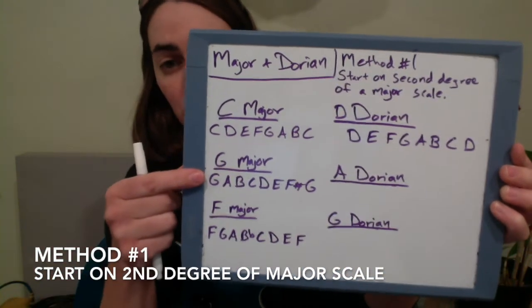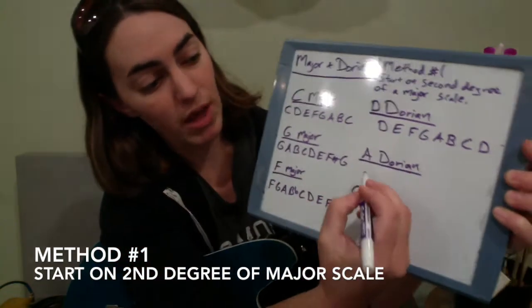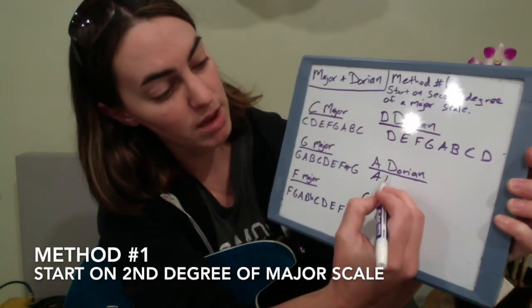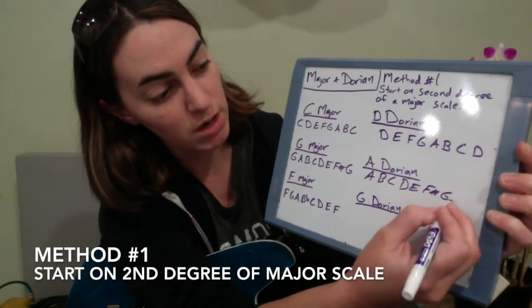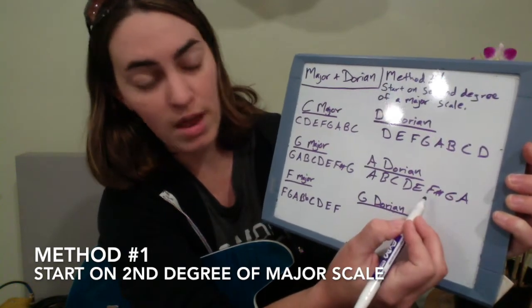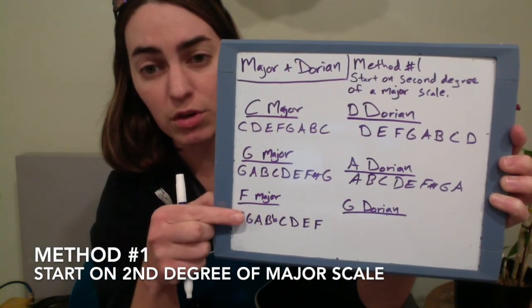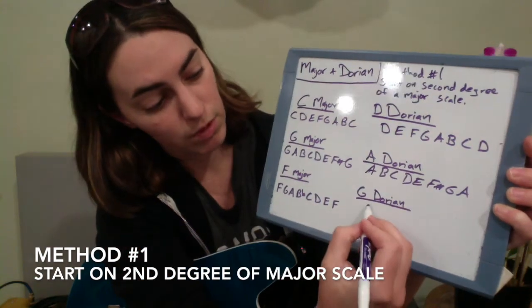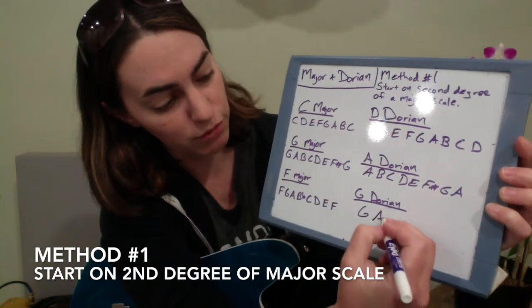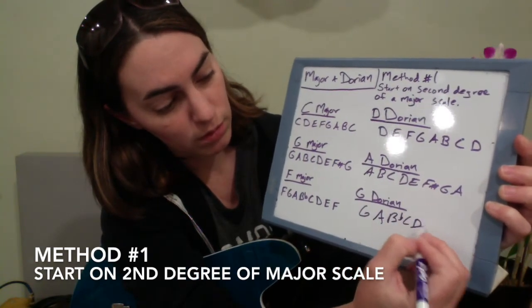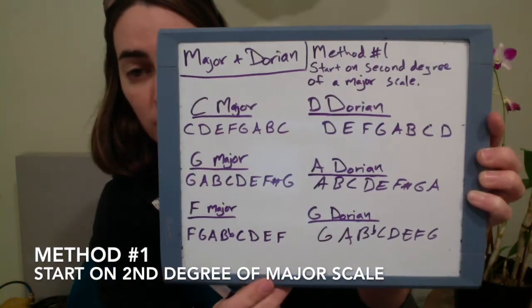Let's do this in the key of G. We have G major. We need to start on the second degree, which is A. We're going to write that out: A, B, C, D, E, F sharp, G, A. That is our A Dorian scale. In the key of F major, we need to start on the second degree, which is G. Same collection of notes, just starting on the second note of the scale as opposed to the first. And that will create our G Dorian scale.